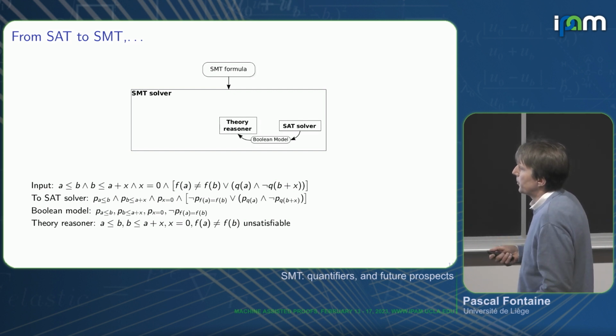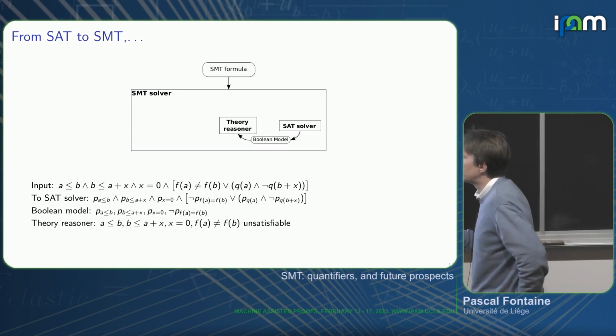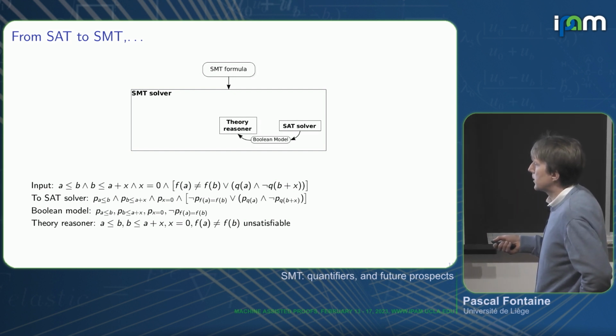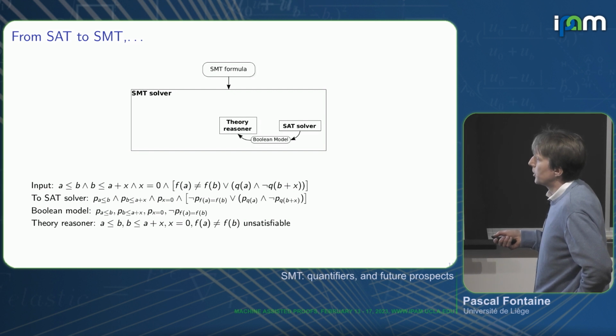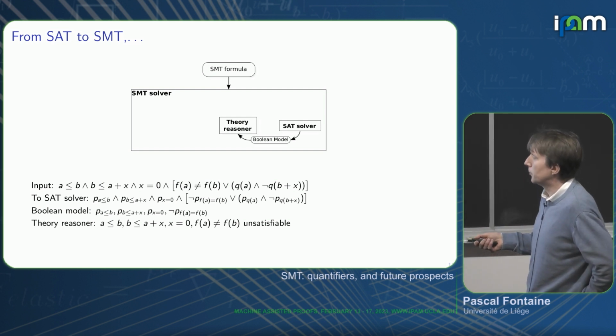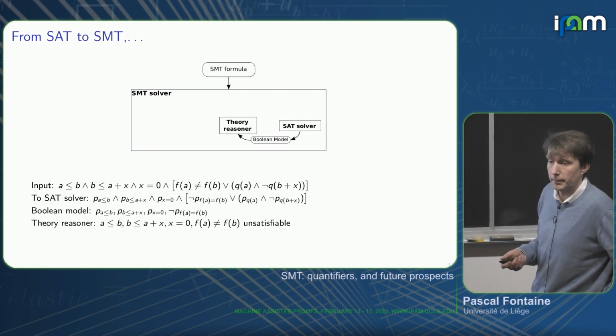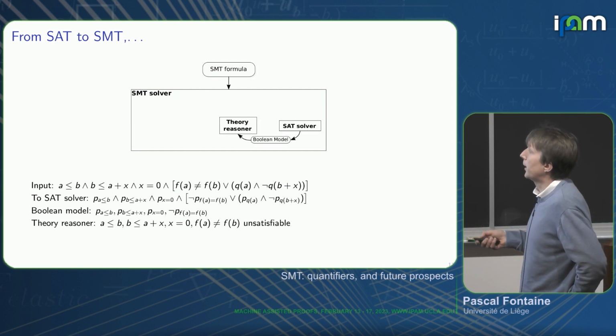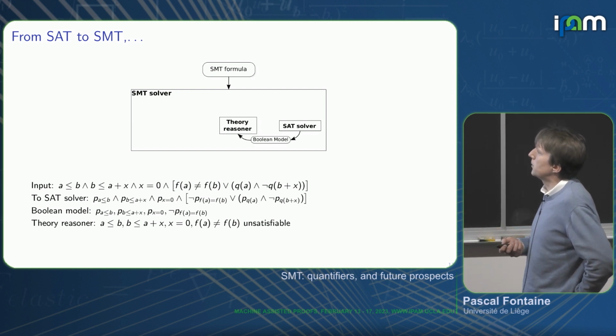formula that the theory reasoner will get, and the theory reasoner will say, no way, you cannot make all these things true at the same time, because x is equal to 0, which means that B is smaller or equal to A. Since A is smaller or equal to B, it means that A is equal to B, and if A is equal to B, you cannot have f of A different from f of B. So this is unsatisfiable, and how does it say that to the SAT solver?